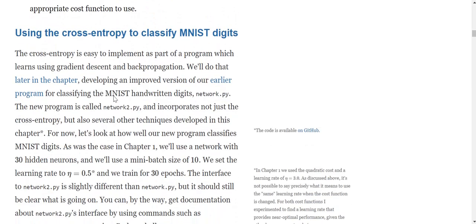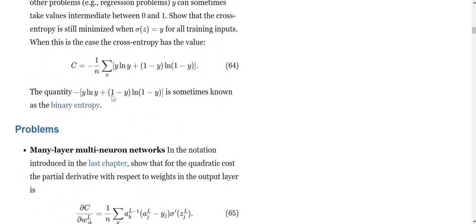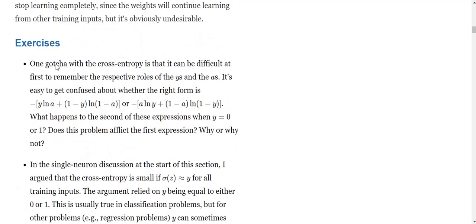Okay, so let's have a look at this exercise. One gotcha with the cross entropy is that it can be difficult to remember the respective roles of y's and a's. It's easy to get confused about whether the right form is this or this. So what happens to the second of these expressions when y is 0 and a is 1? Does this affect the expression y or y not?